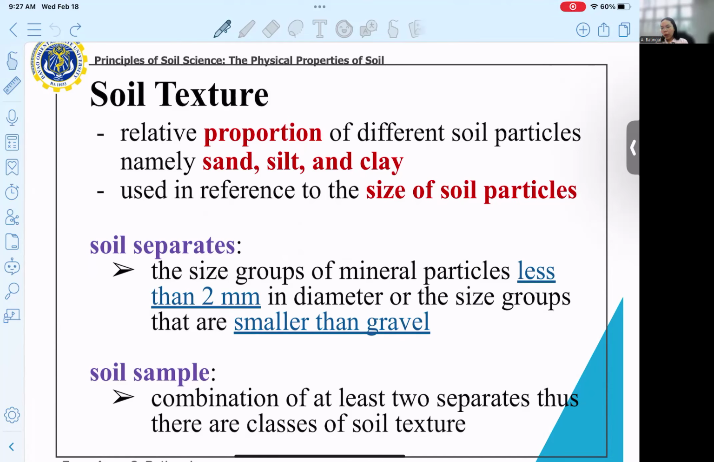So, how do we obtain your soil separates or the proportion of your soil separates? You get soil sample. So, what do we mean by soil sample? It is a combination of at least two separates that then describes the classes of your soil texture. So, yung soil sample, it can be obtained via an auger, like you dig sa soil, or pwede you dig a certain depth of the soil and then you obtain soil sample via shovel method.